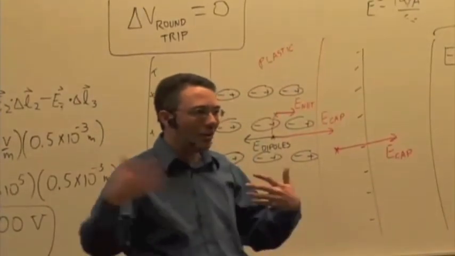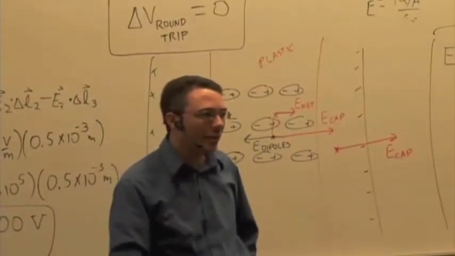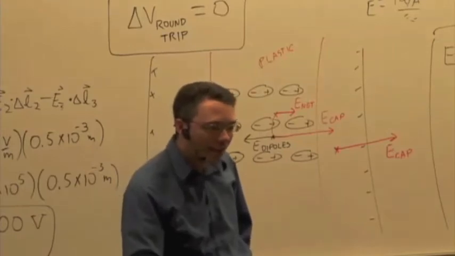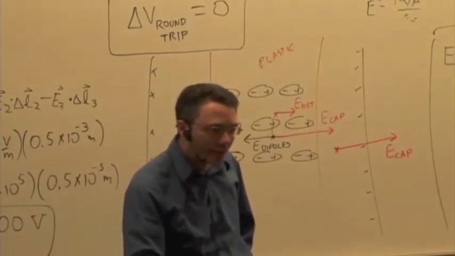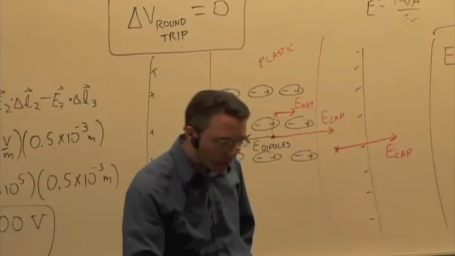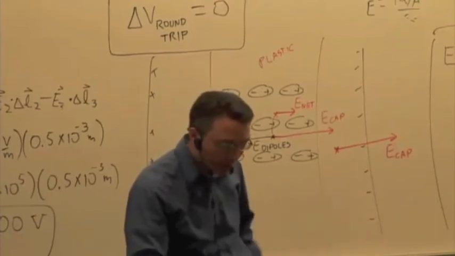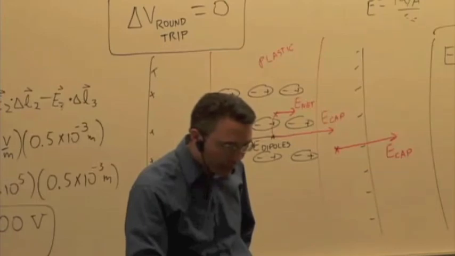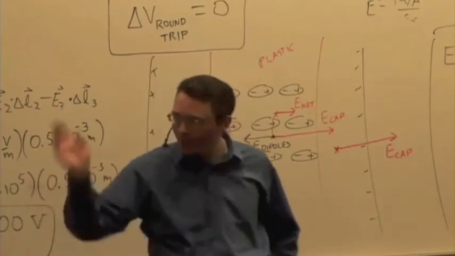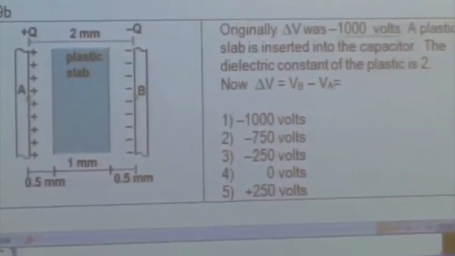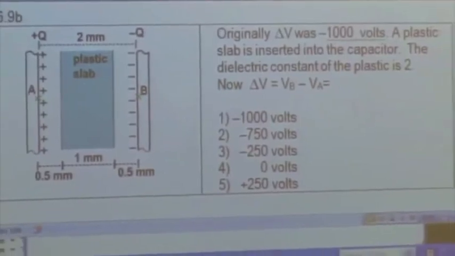Okay, so this is kind of a long chain of reasoning. We used a lot of stuff here, but we've worked out that the potential difference should be reduced, not as much as for a conductor, but if we know the dielectric constant, we should be able to calculate it. So let's see if we can do that. Same situation. Let's say the dielectric constant of the plastic is 2. What's going to be the new potential difference from A to B?